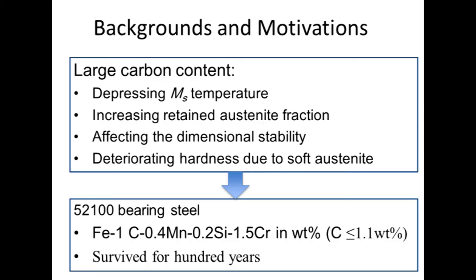So in order to improve the hardness, we need a higher carbon concentration for the interstitial solution hardening. But a large carbon concentration has disadvantages. First, the carbon will depress the MS temperature. What does that mean? We need martensite to get very high hardness. If we get very high carbon inside the steel, we decrease the MS temperature. That means we can get only partial phase transformation into martensite.